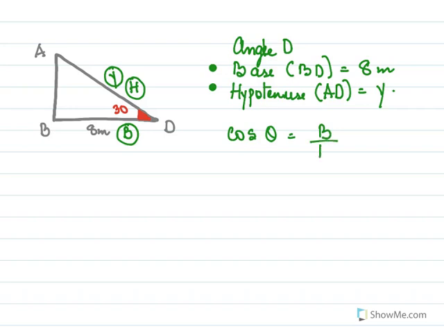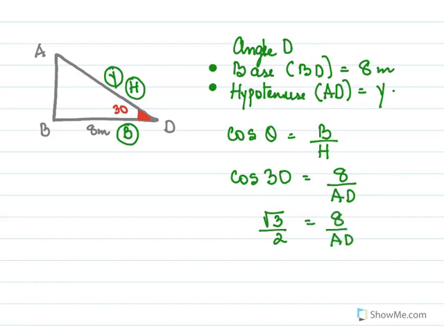Cos theta is base over hypotenuse. In this case our theta is 30, so cos 30, base is 8 over hypotenuse we don't know, that is AD, and cos 30 is root 3 by 2, which is 8 over AD. Now AD will be 8 into 2 over root 3. So AD will be 16 over root 3. If you remember, what was the height of the tree?